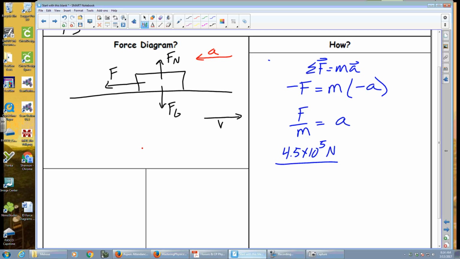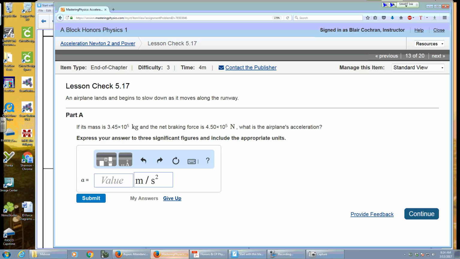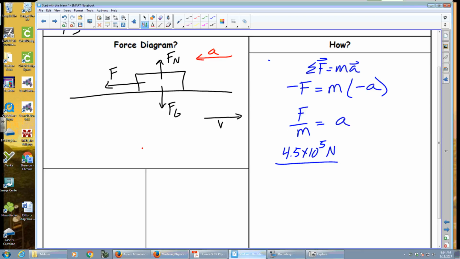Please do remember how to put scientific notation in your calculator, otherwise you won't get the right answer. And 3.5 times 10 to the 5th kilograms. Oh, that's nice. That's 3.45. Then you don't have to raise. Yeah, I could mathematically get rid of those, couldn't I? Yeah, you can see that. That's a good help. And then you get whatever acceleration is in meters per second squared.